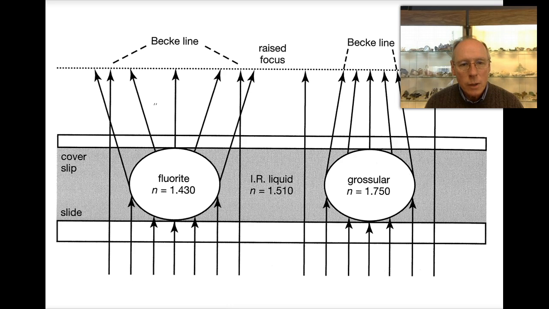What Becke noticed is that if you increase the distance between your eye and whatever you're observing, in this case the minerals, a bright halo or line will move into the material with a higher index of refraction. This bright line or halo is known as the Becke line, named for its discoverer.